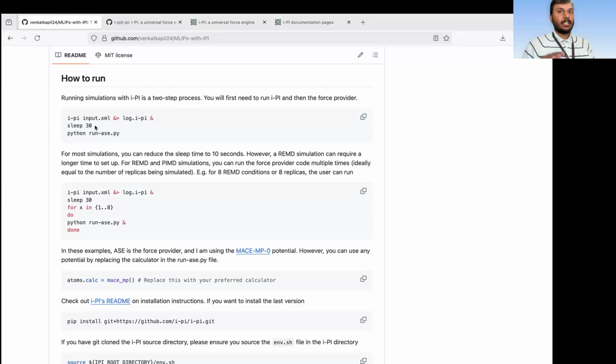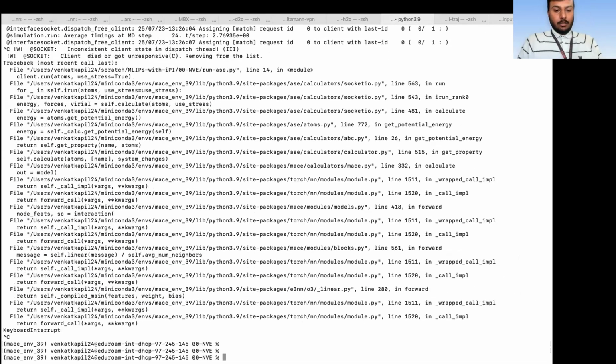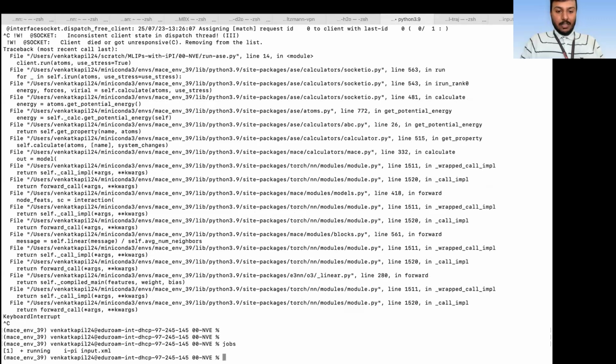If you do sleep 30, just make sure there's enough time for IPy to create a socket, and then you run this. So of course, this 30 could be replaced by 5 as well. But if you have a very large system, or sometimes clusters can be slow, it's just recommended to use this value, and you won't have problems, right? Right, so this was IPy.